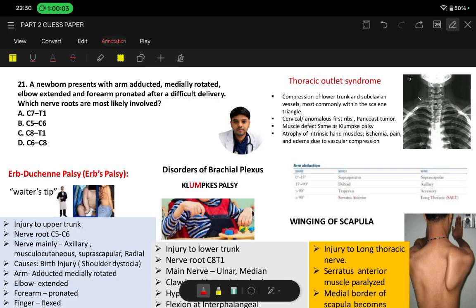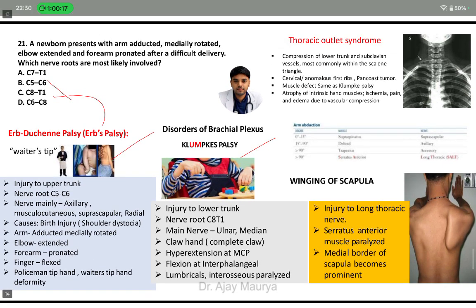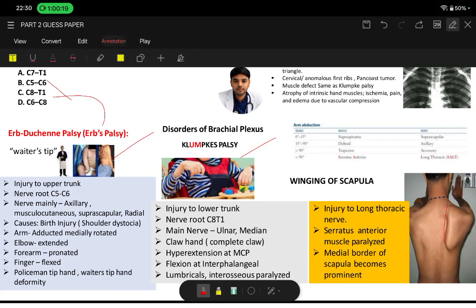Tell me, what is the answer for this one? This is going to be Erb's palsy, C5 C6. Got it? So this is Erb's palsy, Klumpke's palsy, and winging of the scapula here. It is injury to the long thoracic nerve. Which muscle is paralyzed? Serratus anterior is paralyzed. And which border of the scapula? The medial border.